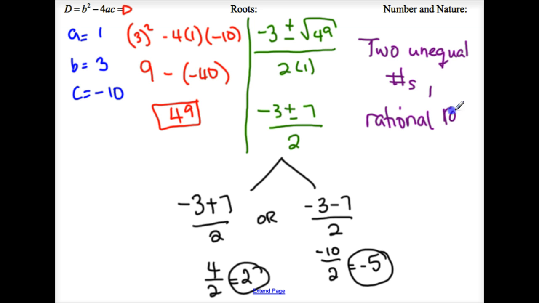No, rational roots. So the rational roots, these can be written as a fraction, 2 over 1, or 4, like you can see right here, 4 over 2, negative 10 over 2. They're unequal, they're 2 and negative 5. So let's say this was 2 and that was 2, they would have been 2 equal.